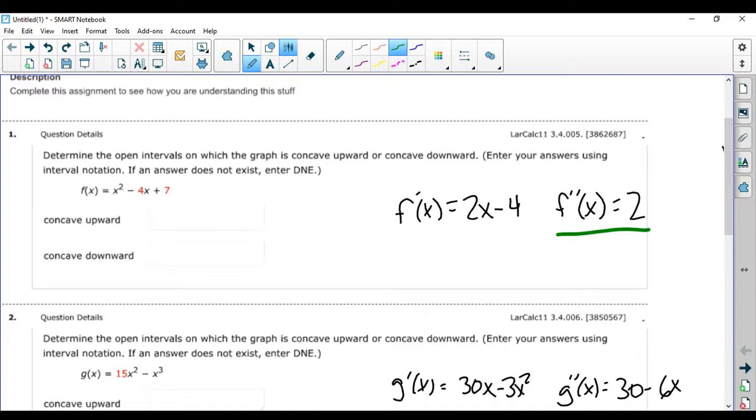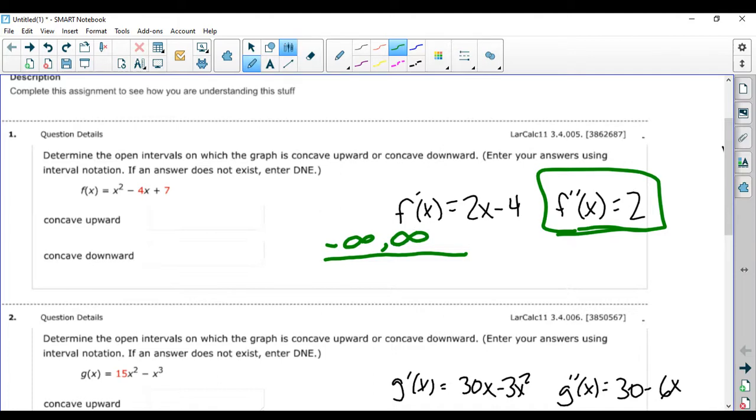When you're trying to figure out if it's concave up or concave down, you find the possible points of inflection, find out where this second derivative equals 0. Well, the second derivative never equals 0. That means this is always concave up or always concave down. So this is a strange one. Your test interval would be just from negative infinity to infinity. There's no place that it changes.